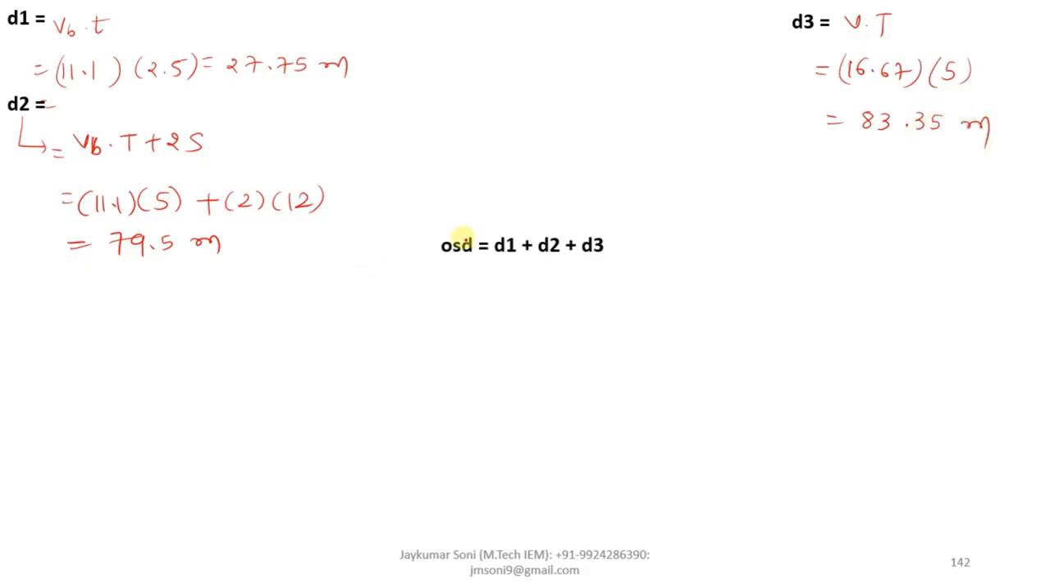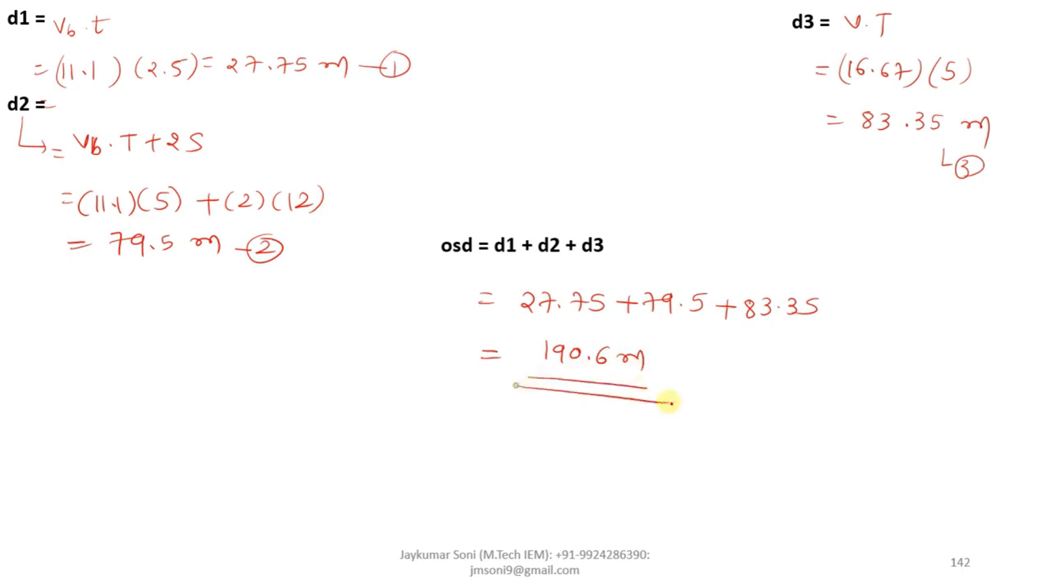Ultimately, OSD is the sum of d1, d2 and d3, so it will be 27.75 plus 79.5 plus 83.35, and ultimately it will be 190.6 meters. So this was the second example, which was about calculating the overtaking sight distance itself only.